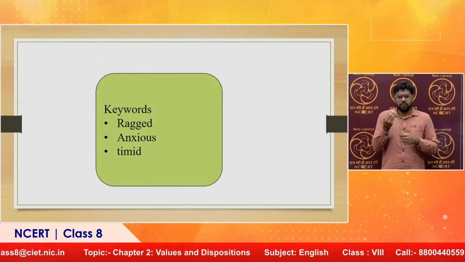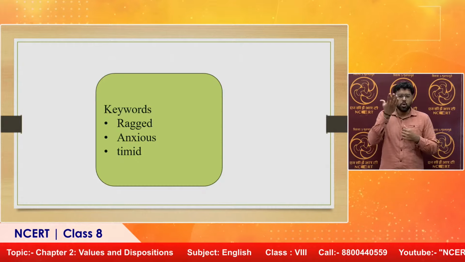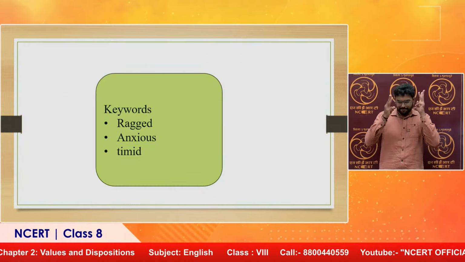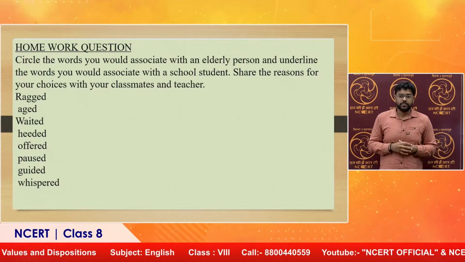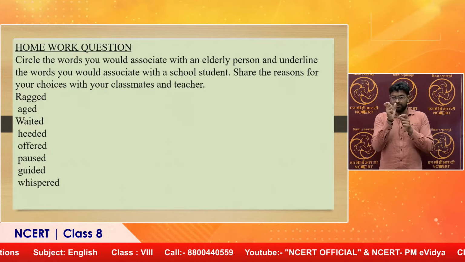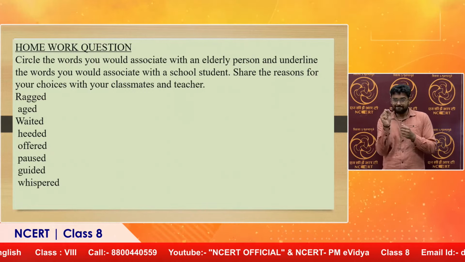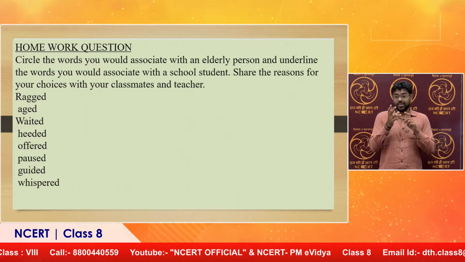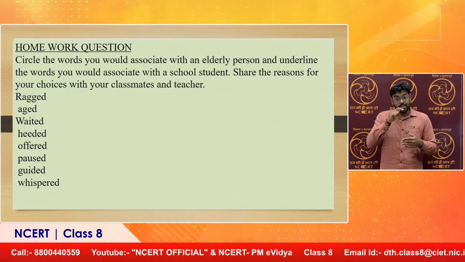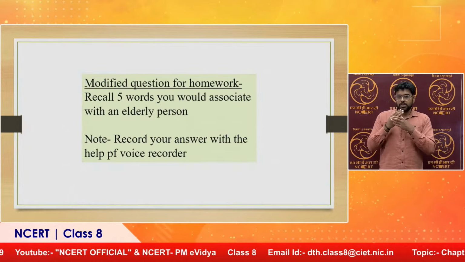And now, since we have reached almost the climax of the session, we have certain keywords here. The keywords are ragged, anxious, timid. And then we have homework questions. Circle the words you would associate with an elderly person and underline the words you would associate with a school student. Share the reasons for your choices with your classmate and teacher. And we have modified homework also.